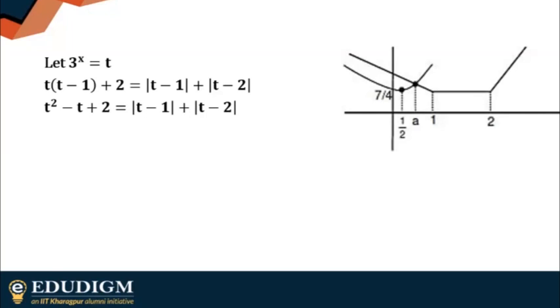But here we have actually used the graphical method. I'm sure you can work out what this will be. This t square minus t plus 2 will actually be a parabola. It will be an upward parabola. And the vertex, you can just figure out how this will be. The vertex will be at half comma 7 by 4, and it will be an upward parabola.